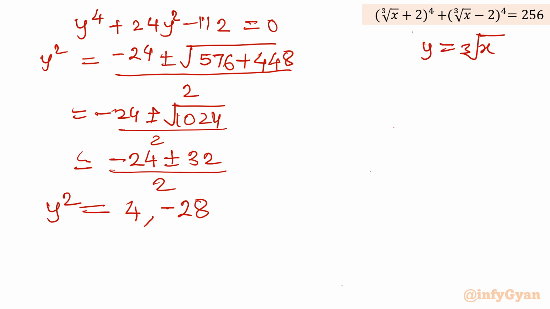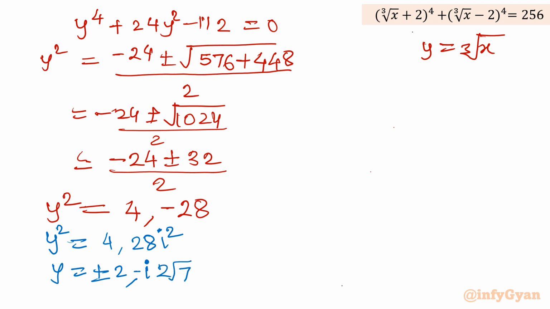Remember this thing. Now I am going to put the value of y square in terms of x. But before that, we will find y first, then we will find x. So let me write y square is equal to 4 and minus 28. We can write minus 28 as 28i square, as we all know, i is equal to square root of minus 1. So y will be equal to, take the square root of this, plus minus 2. And this will become i times 4 times 7, so 2 root 7 i with plus minus sign.